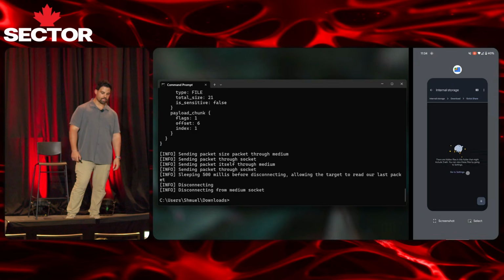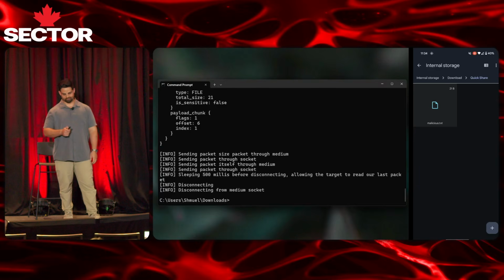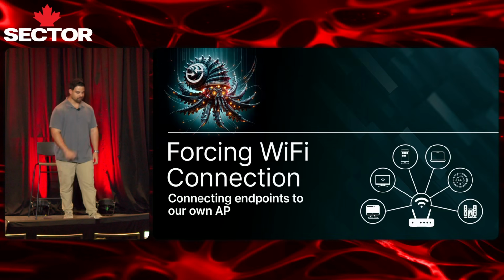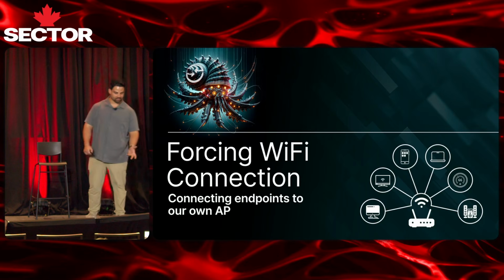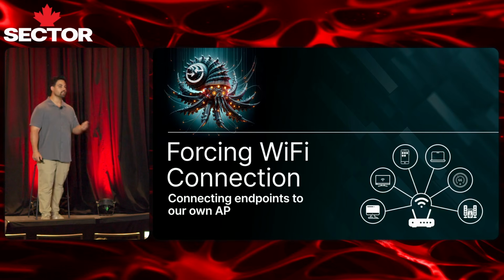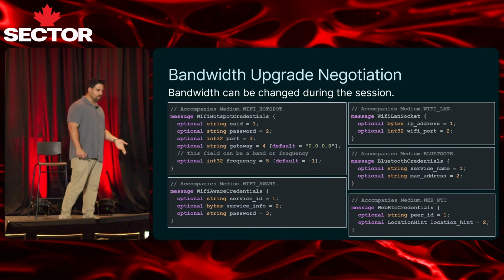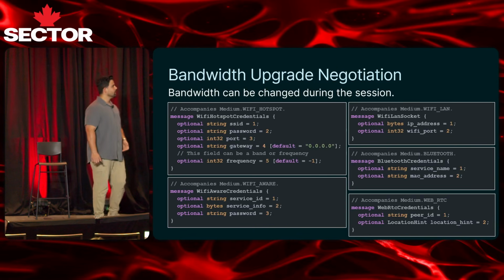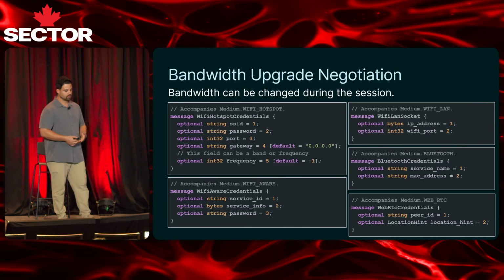And taking a look at the downloads folder again, we see that the file is suddenly there. OK, cool. And now for our second vulnerability that was found manually, which includes forcing a Wi-Fi connection of a remote device. So in order to understand this vulnerability, we need to explain a term called bandwidth upgrade negotiation, which is present a lot throughout Quickshare's code.